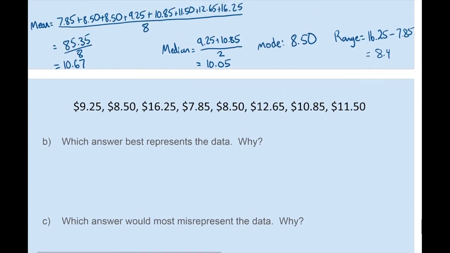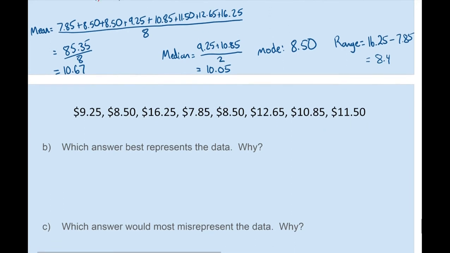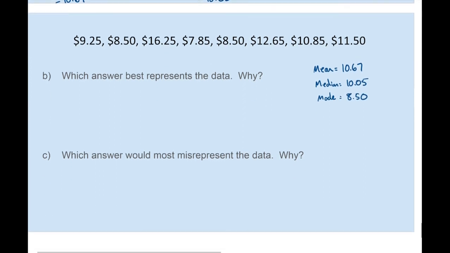So looking at this, we can see our mean, median, and mode. Let's just write them over here so we have them for reference. Our mean is 10.67. Our median is 10.05, and our mode is 8.50. So which one of those values best represents our data?